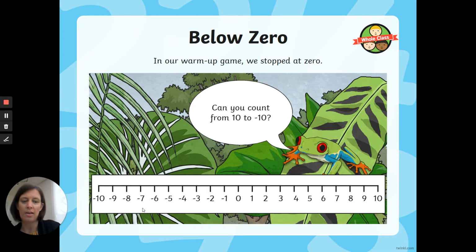10, 9, 8, 7, 6, 5, 4, 3, 2, 1, 0. Negative 1, negative 2, negative 3, negative 4, negative 5, negative 6, negative 7, negative 8, negative 9, negative 10.